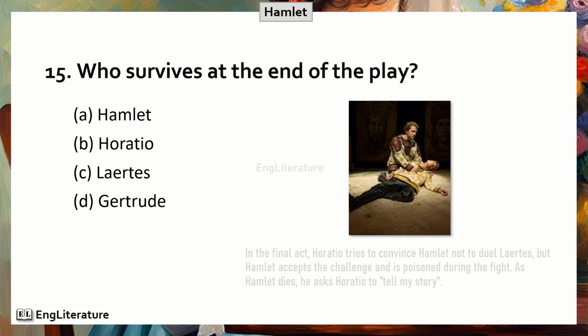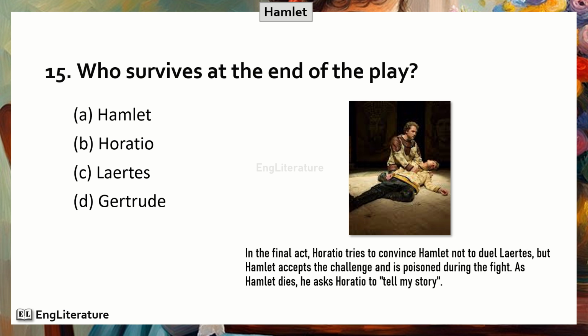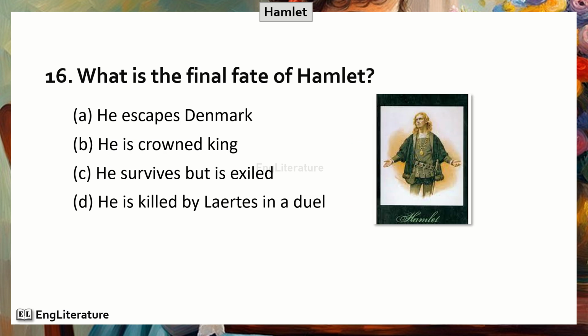Who survives at the end of the play? In the final act, Horatio tries to convince Hamlet not to duel Laertes, but Hamlet accepts the challenge and is poisoned during the fight. As Hamlet dies, he asks Horatio to tell my story. So the right option is number B. Horatio survives at the end of the play.